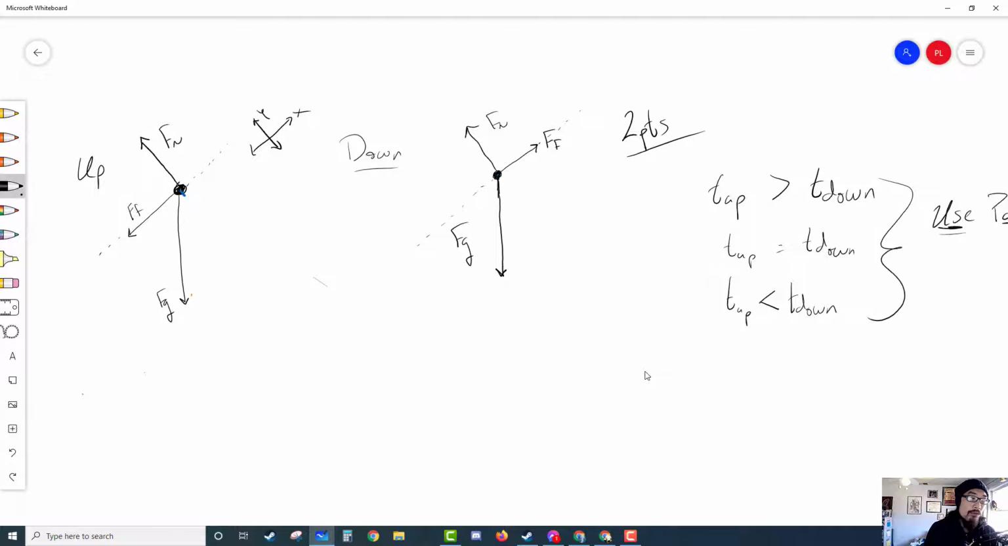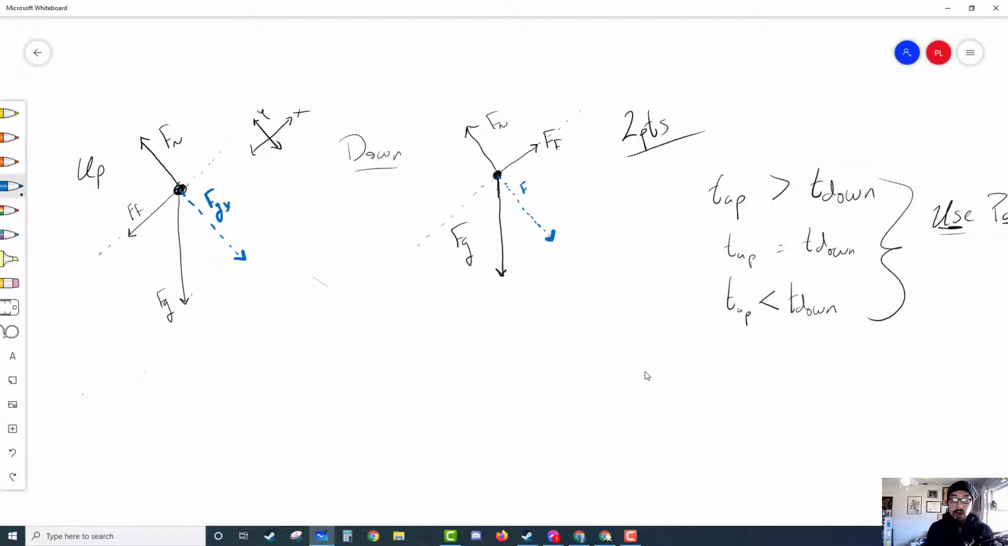Now, if they specifically told you not to draw in the components, that's okay. What you can do is, on a scrap piece of paper or somewhere else on the free response, draw in the components so that you're creating little mental notes for yourself.